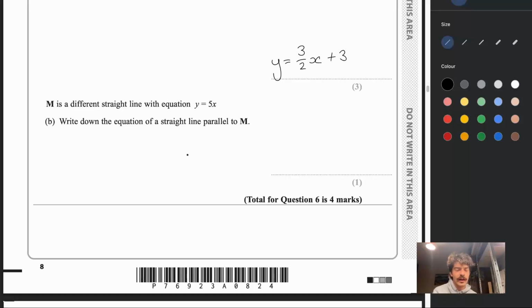M is a different straight line with equation y equals 5x. Write down the equation of a line parallel to M. For a line to be parallel, it must have the same gradient. In other words, it must have the same steepness or angle that it's going off at, but you're just shifting it up and down on your axes. So you can pick any value here, y equals 5x, plus some value c where c is not equal to 0. So, for example, I just picked y equals 5x plus 4. Okay, nice one.